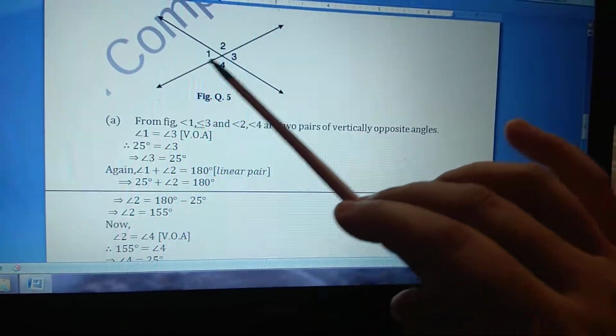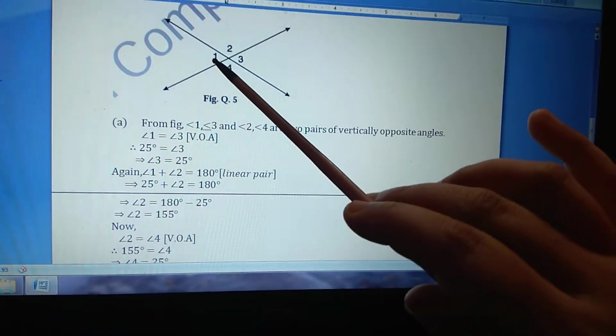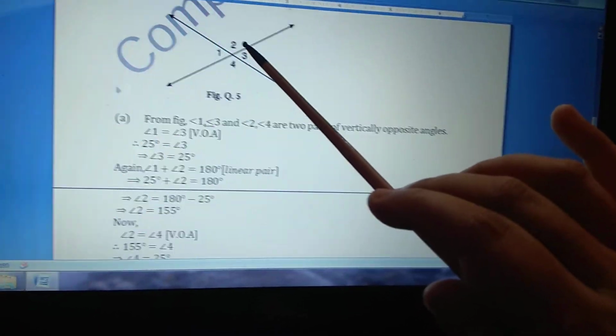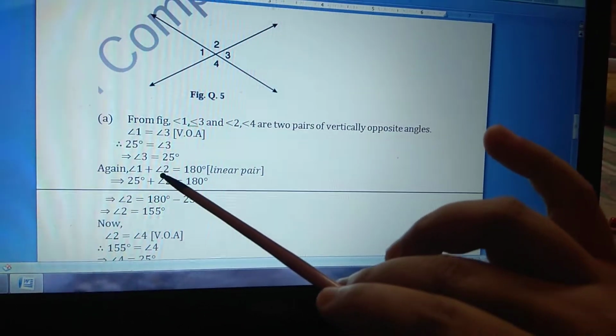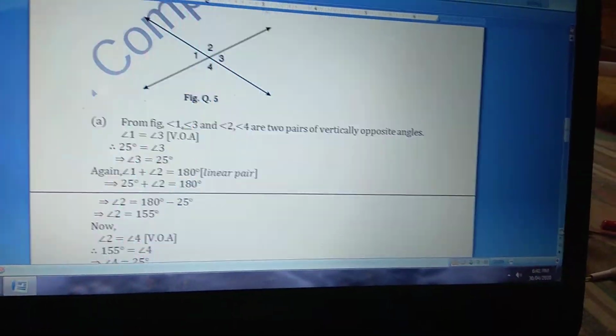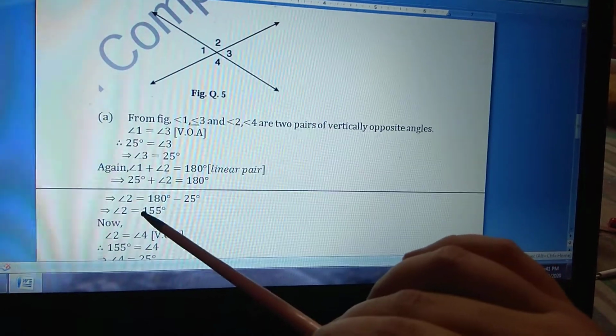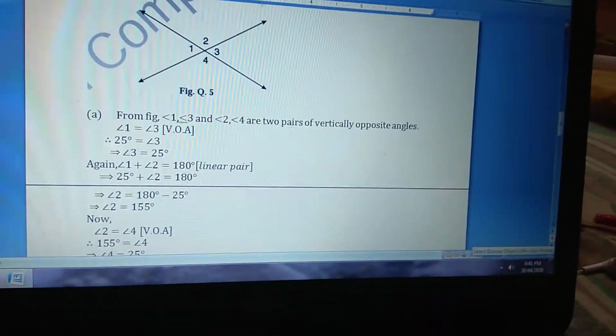Again, if we see, this is a straight line and angle 1 and angle 2 are standing on it. So they are a linear pair. So angle 1 plus angle 2 equals 180 degrees, linear pair. So angle 1 value is 25, and we will get the value of angle 2 as 155 degrees.